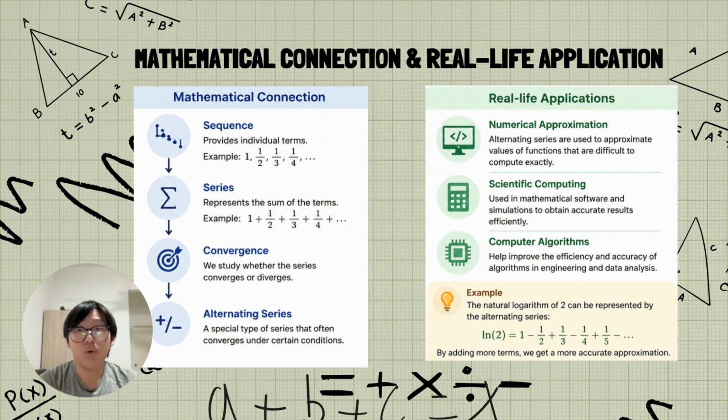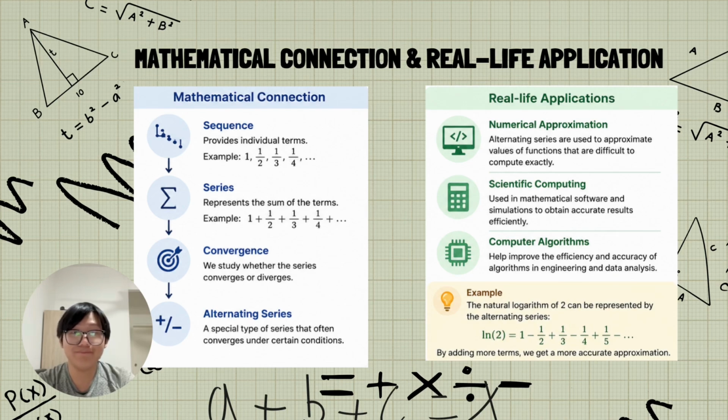Besides its mathematical importance, alternating series also has many real-life applications. It is widely used in numerical approximation, scientific computing, and computer algorithms. For example, the natural logarithm of 2 can be represented by an alternating series. By adding more terms, computers can produce increasingly accurate approximations. This idea is widely used in scientific software, engineering calculation, and many mathematical applications.